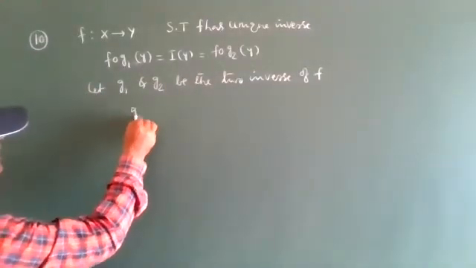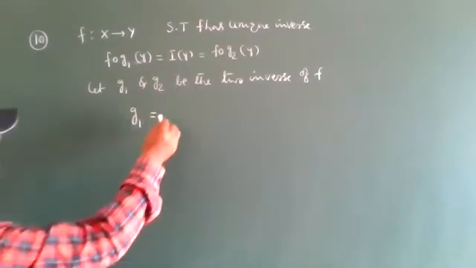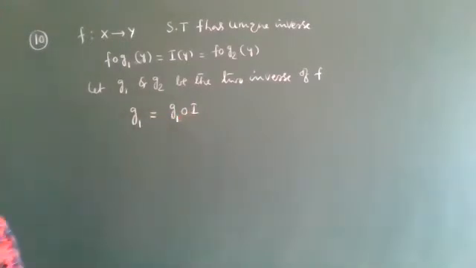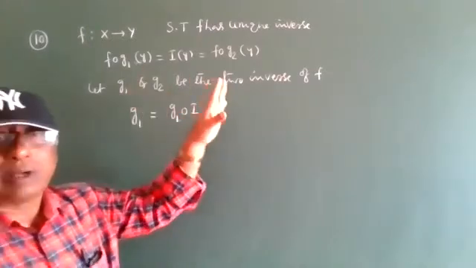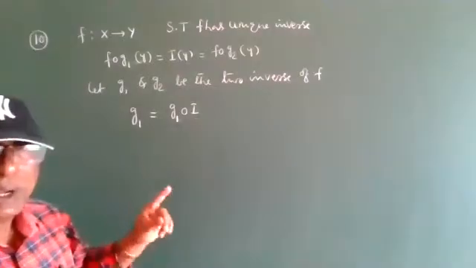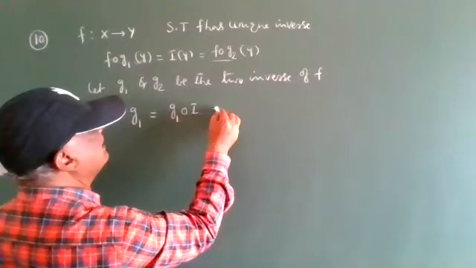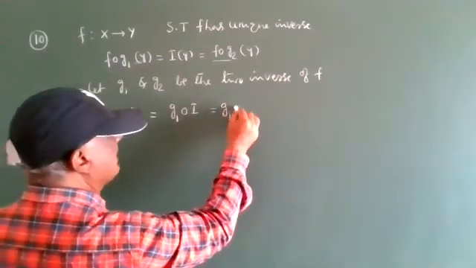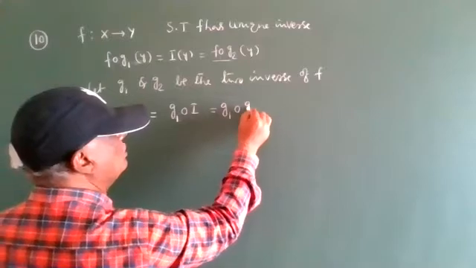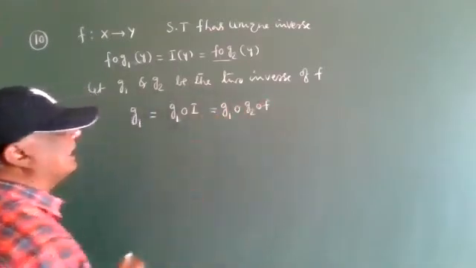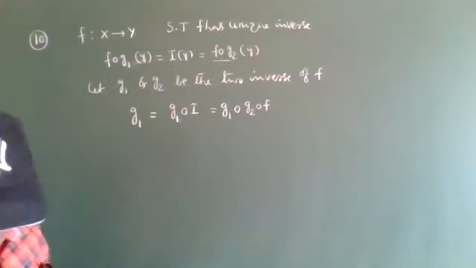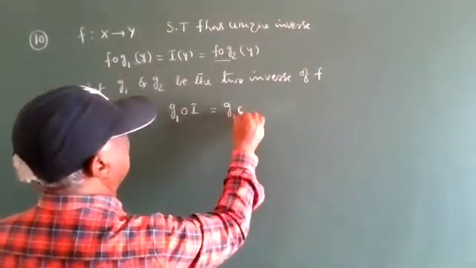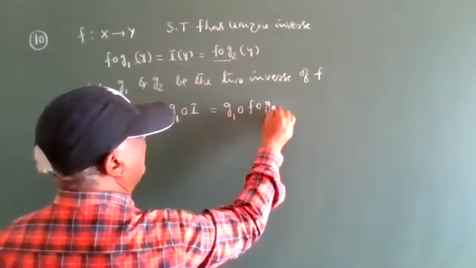First I will take G1. G1 composed with I is always equal to G1 only, since I of X is equal to X. In place of I, I am going to write the second one. We can also write in reverse order: G2 circle F. So G1 circle I, where I means F circle G2. I will write G1 circle F circle G2.